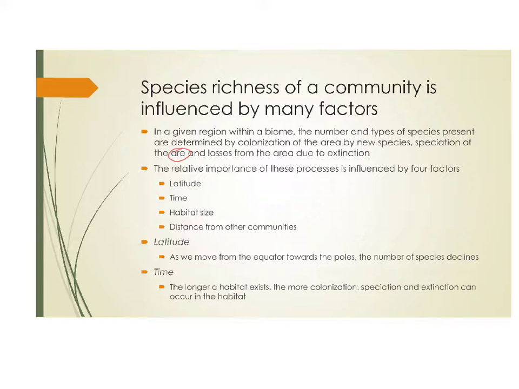So as you move from the equator up or down to the north or to the south, the same amount of land actually holds a less biodiverse community. Time is another factor. The longer a habitat exists, the more colonization takes place, the more speciation takes place, and the more extinction can occur in the habitat.